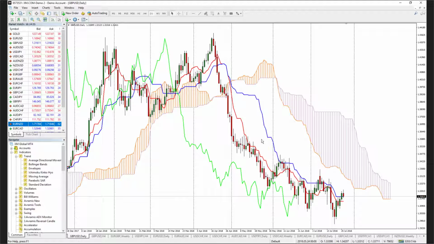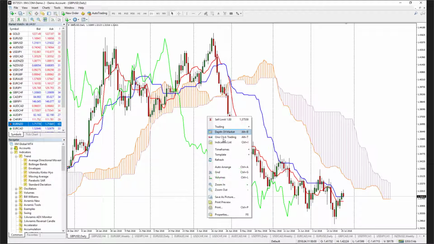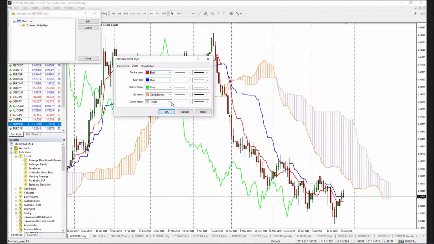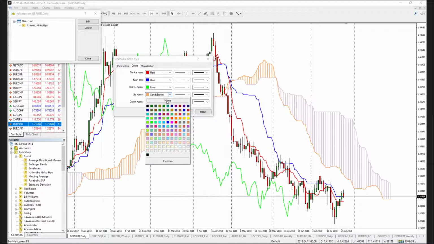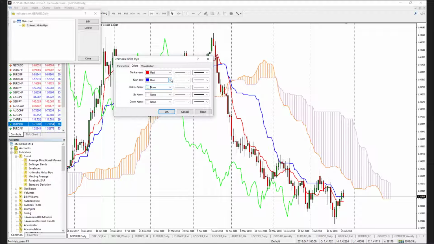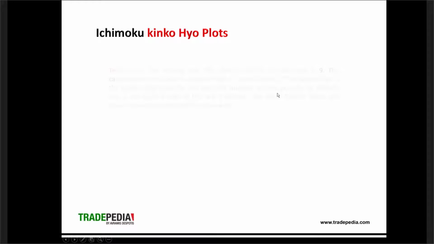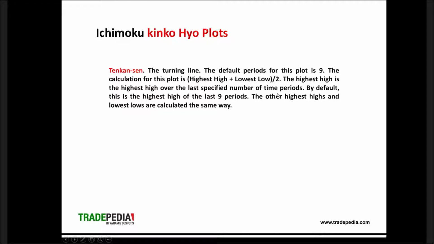So we have those 5 different lines. Now what we're going to do is remove them all and explain one by one. Instead of having them all there, we'll delete them and focus on each of the ones that we're explaining. So let's start off first with the Tenkan-sen. This is our first line that we're going to be introducing.